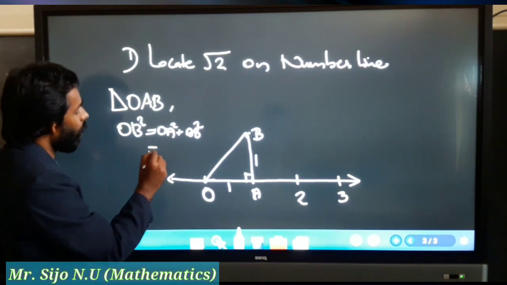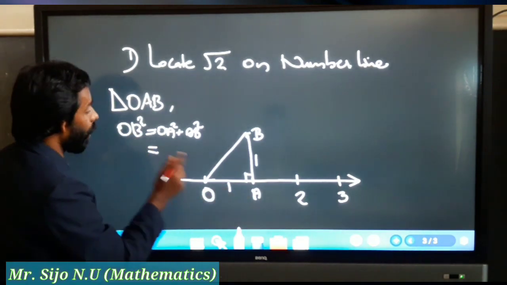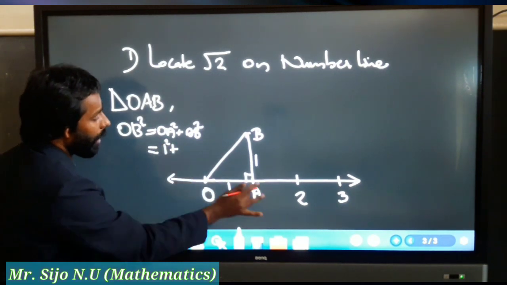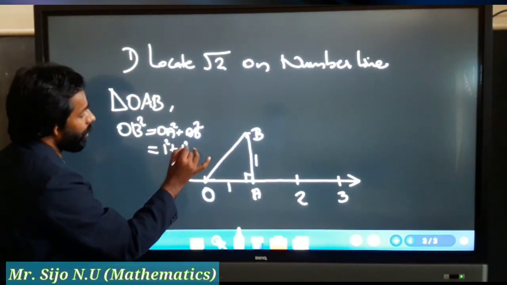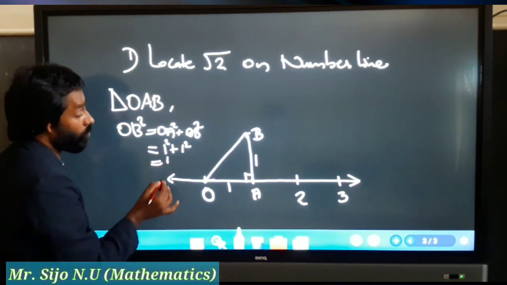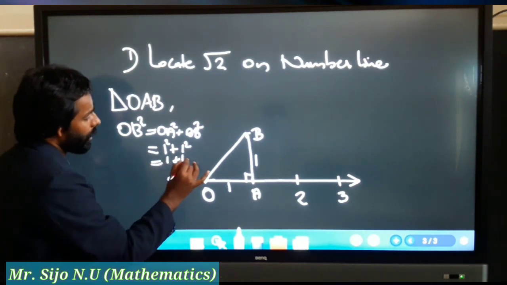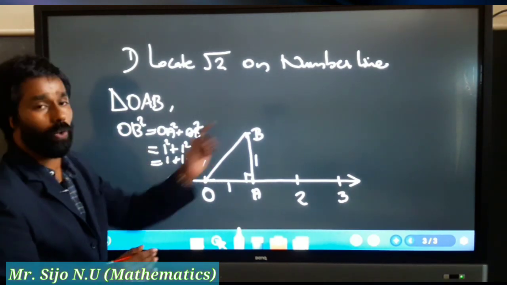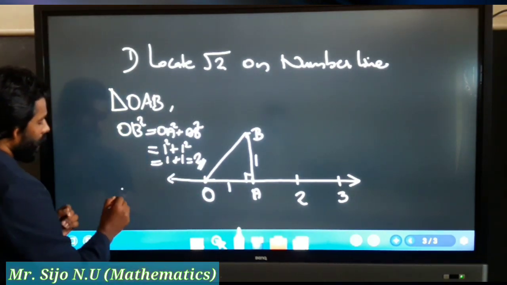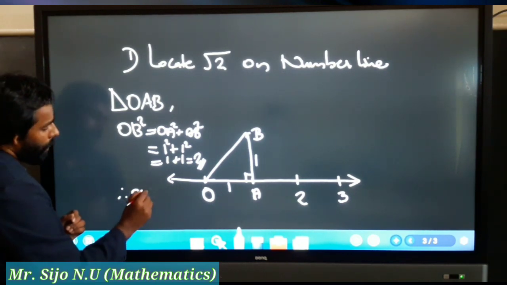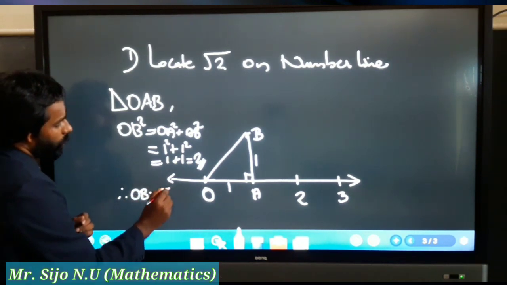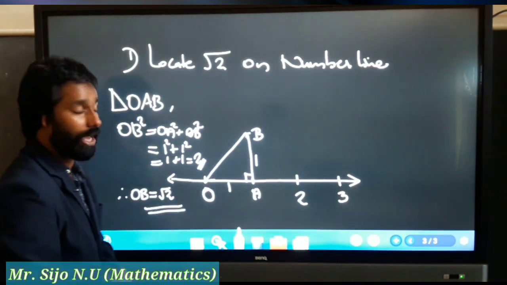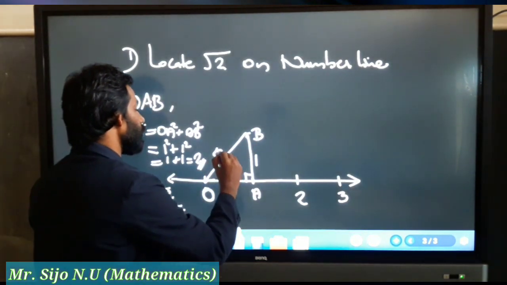Well, now we can write what is the length of OA? OA 1 unit, 1 square, plus another AB 1 unit, 1 square. Well, now 1 square is 1, 1 plus 1, we are getting 2. You see, OB square is 2. Therefore, we can say what about OB? OB equal to under root 2. Well, now we got the length of OB, that is under root 2.